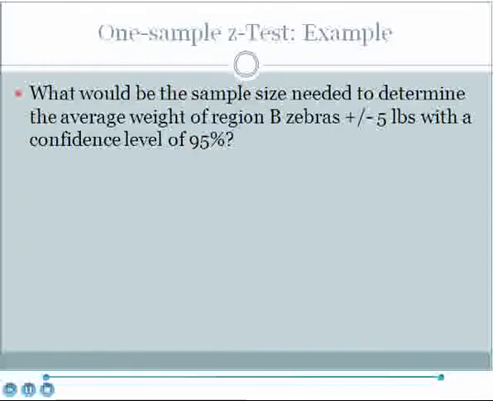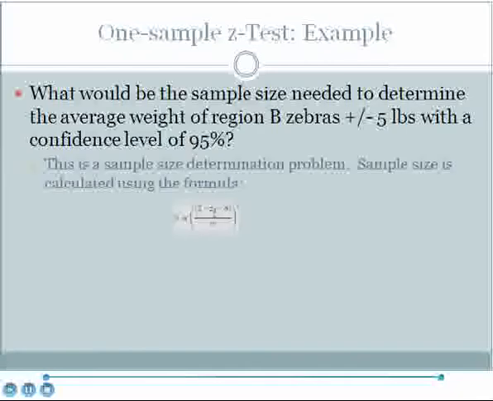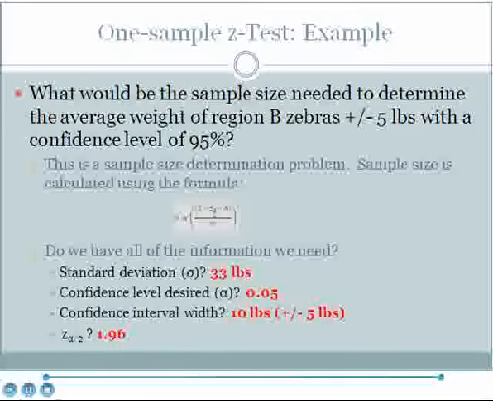However, if our confidence interval were only plus or minus 5 pounds, the 500-pound weight of the region A zebras would clearly be less and outside of the 95% confidence interval of the region B zebras, whose average weight is 507 pounds. We calculate the sample size using the formula shown. N is equal to 2 times z corresponding to alpha divided by 2 times sigma divided by w, the width of the confidence interval, all squared.